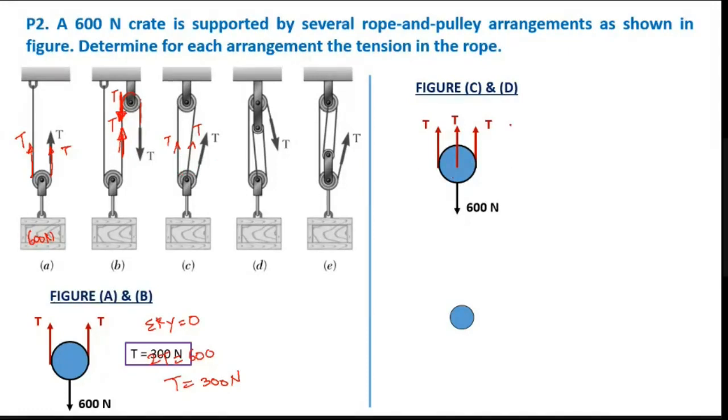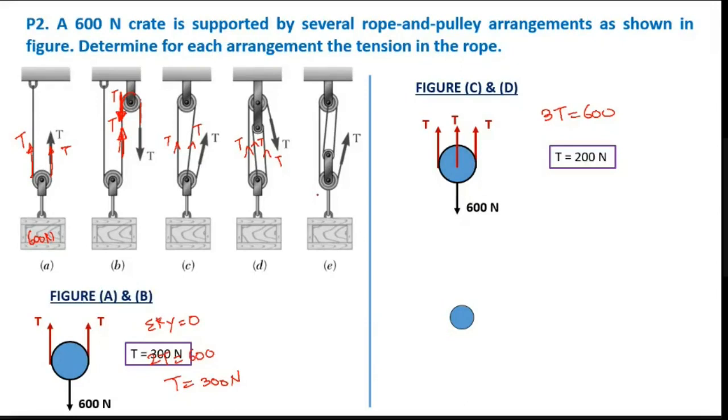In that case, there are three forces acting upward and one force acting downward, which means 3T is equal to 600. It is nothing but 3T equal to 600, which means T is 200. This is also applicable for this. How is it applicable for this? This is my tension. It is moving like this, so this is also T. It is connected to this pulley, this is also T. This is also connected to this pulley, this is also T. So 3T is equal to 600. Same.